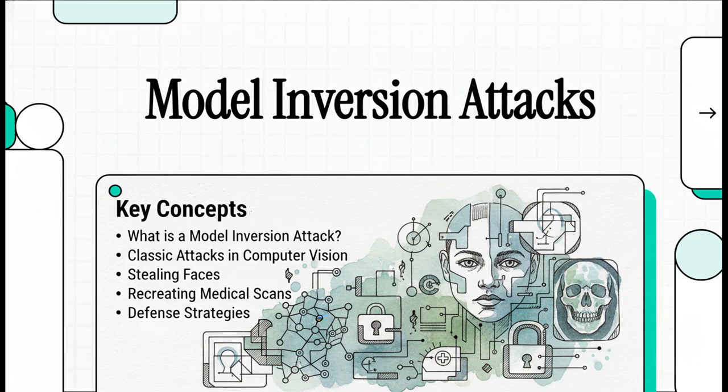All right, today we're diving into something that's a huge deal in AI security, model inversion attacks. We're going to find out how attackers can basically trick an AI into spilling its most sensitive secrets. It's wild stuff, turning a really helpful tool into a massive privacy risk. So let's jump right in.